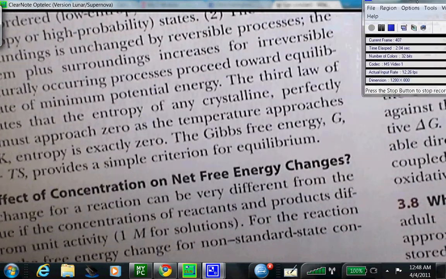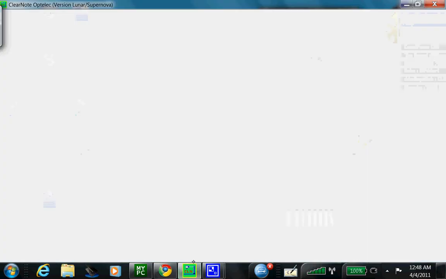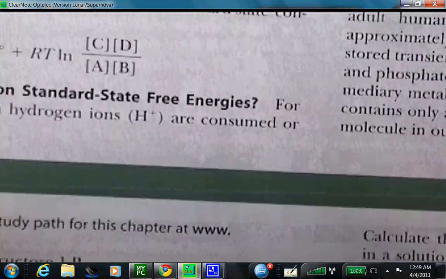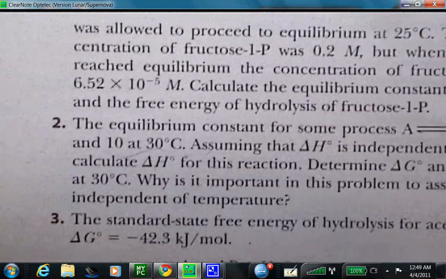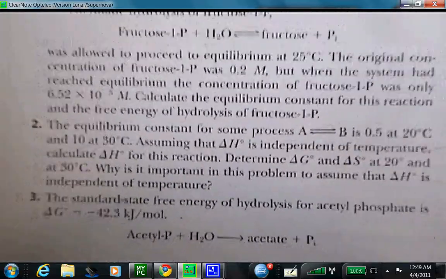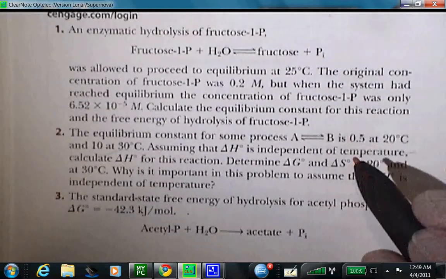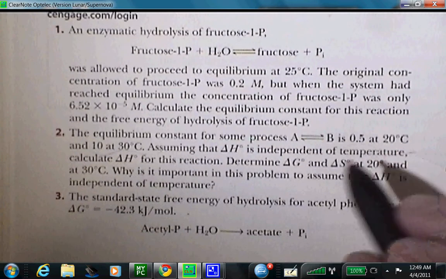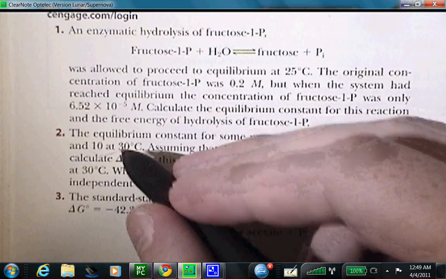Okay, hello, and I'm going to be showing you how to do problem number 2 of the Garrett and Grisham. Cool. Alright, so this is a problem right here. Let me zoom out for a little bit. What we need to focus on for this problem is the 0.5, which is at 20 degrees Celsius, and 10, which is at 30 degrees Celsius.